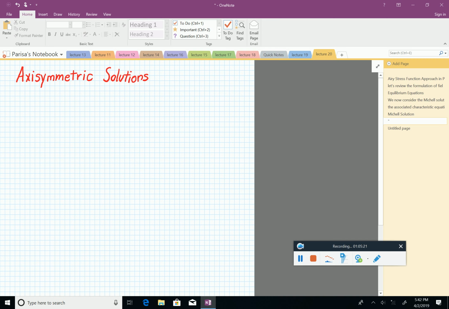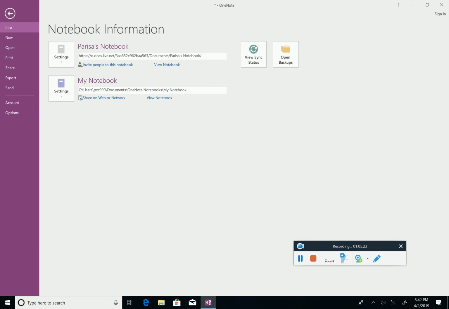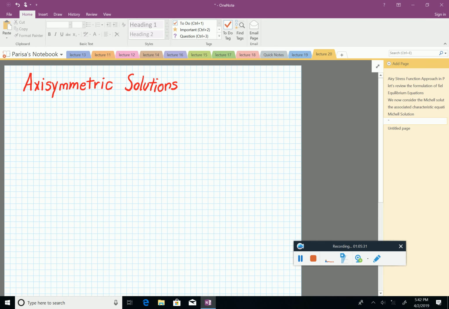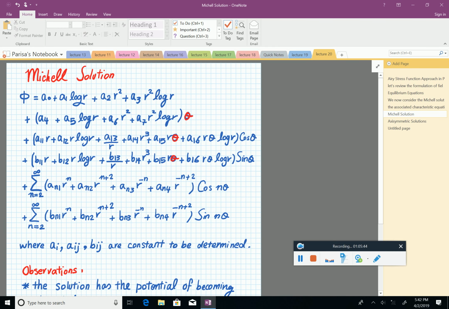So what does axisymmetry mean mathematically? If the problem is axisymmetric, what does it mean looking at the solution? It means that there shouldn't be any dependence on theta, right? It doesn't matter what direction you look at, you are going to see the same solution.